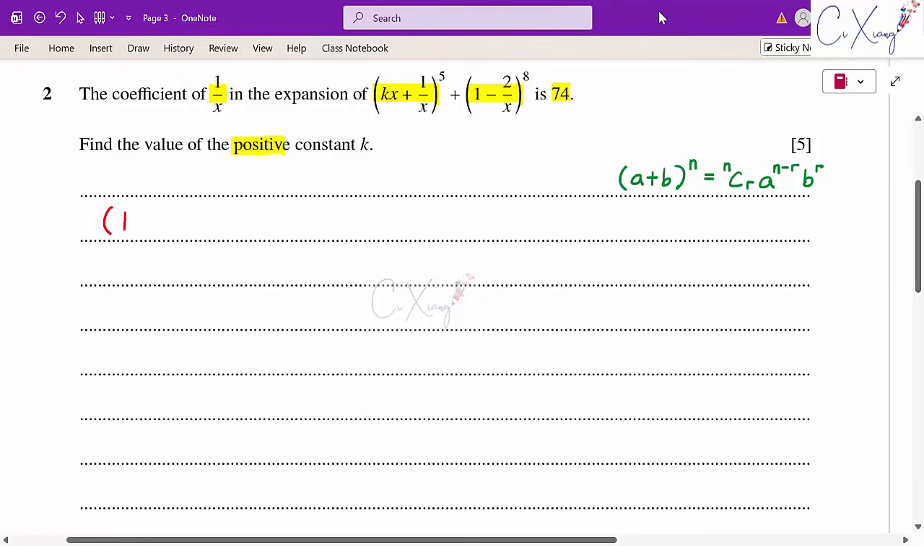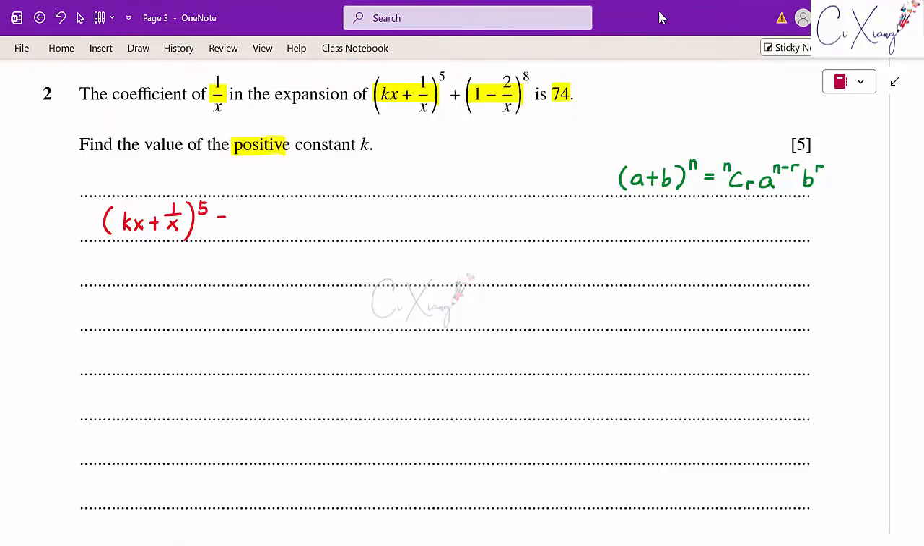For the first bracket, I have (kx plus 1 over x) power 5. Therefore, the general term for this part is 5C something, then (kx) power 5 minus something, and then (1 over x) power something. I need to try and error to find out the power that can give me 1 over x.